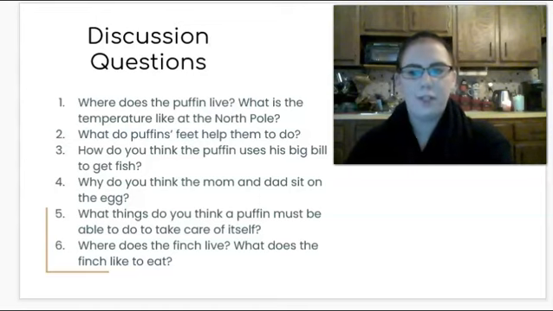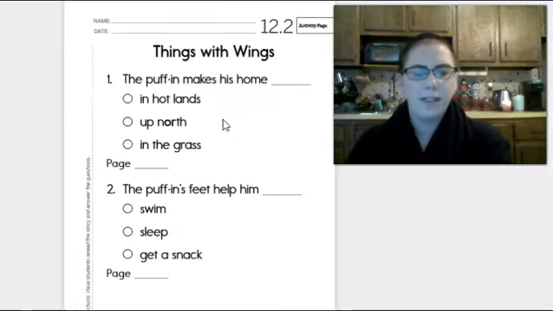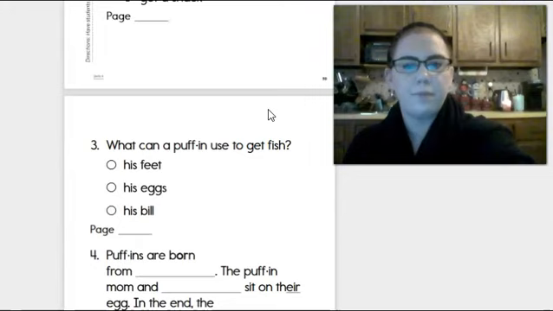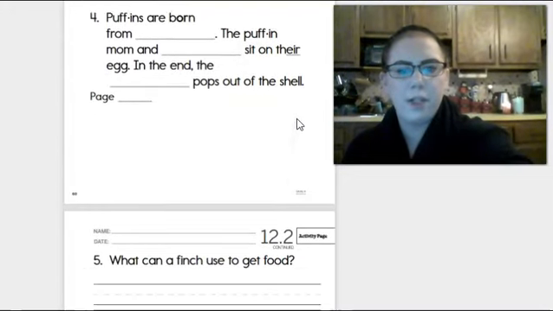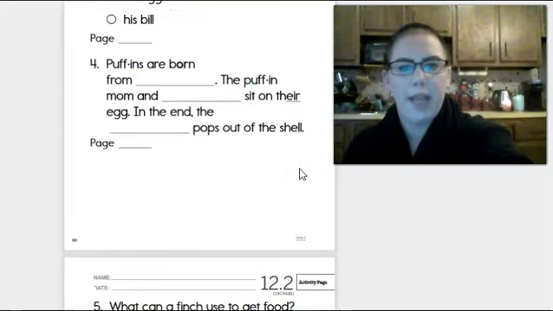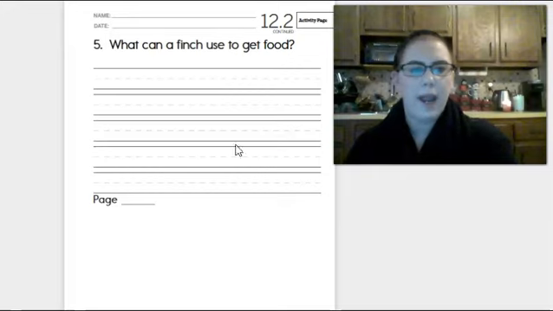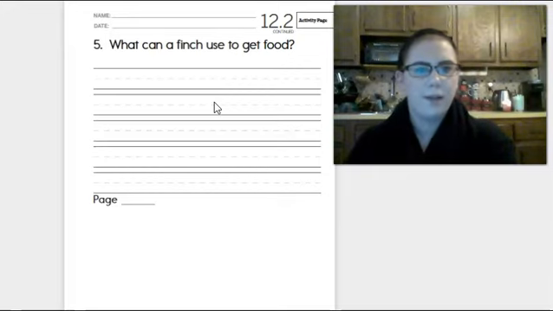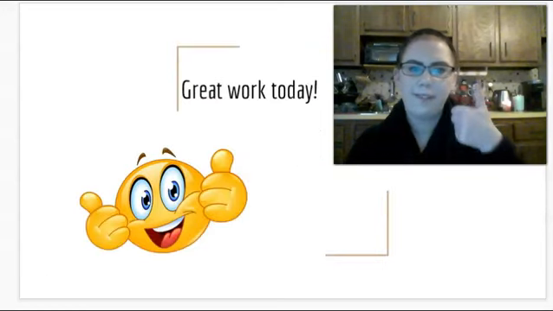The last thing you've got to do today is page 12.2 with the questions for today's chapter. It looks just like this. You've got three multiple choice questions, one fill in the blank question, and one question where you need to write a sentence to answer. Once you're finished with that, that's all we've got for today.